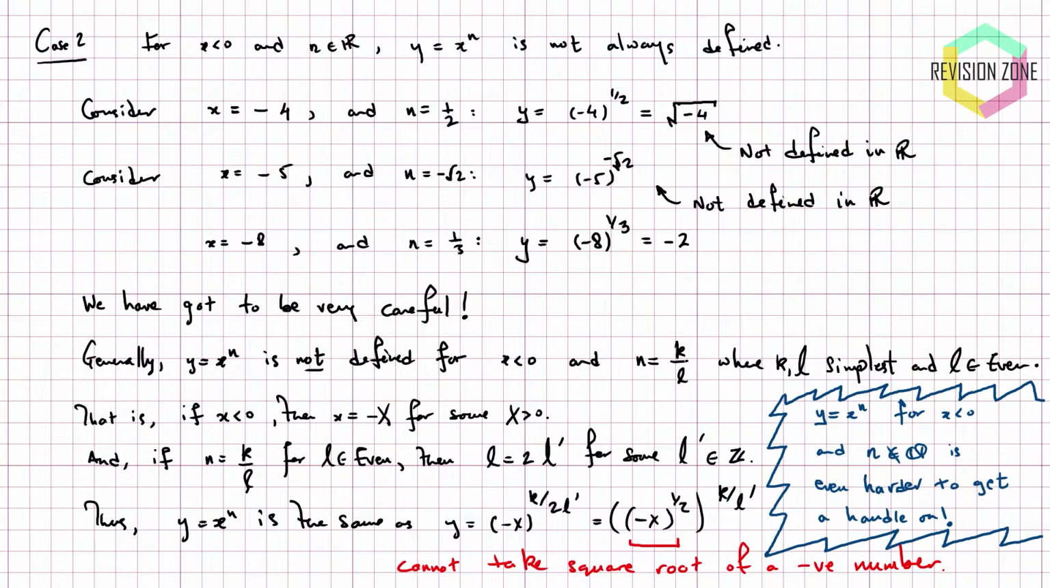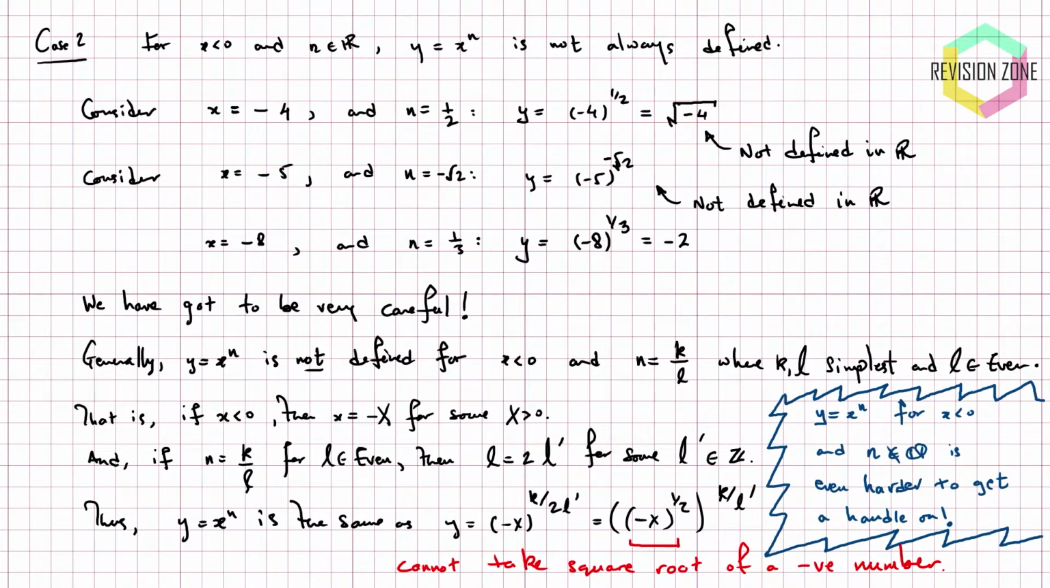So we've constructed a situation where infinitely many things of the form y equals x to the n are not defined when x is negative. And in this case, our n was a rational number. If our n is not a rational number, in other words it can be an irrational number, things get even worse in some cases. So the message to take away from this is we've got to be very careful about what we do with x being negative when y equals x to the n.